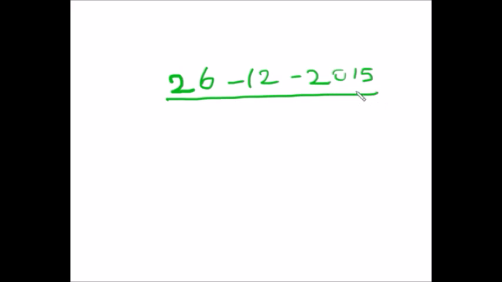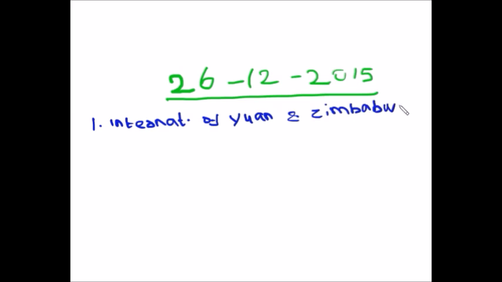Today's date is 26th December 2015. In today's video lecture, you will learn some important topics like internationalization of the yuan, that is China's currency, and Zimbabwe's adoption of the yuan as its main currency. And the second topic is China-Nepal relations and its important recent developments.